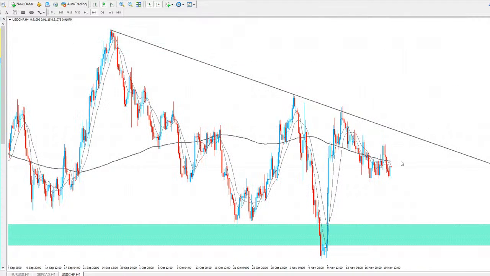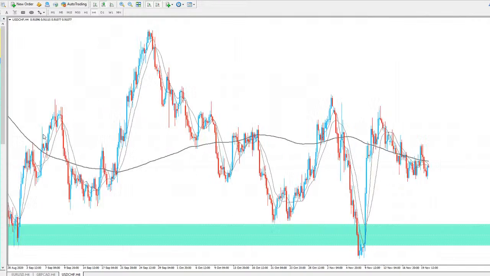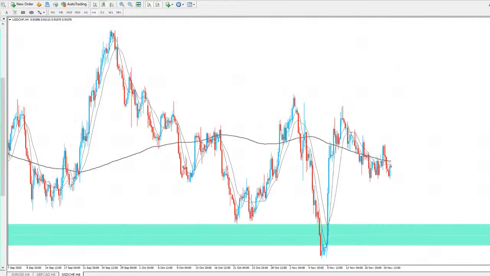But if price was to continue a lot lower, go test the support area, then give us a nice bullish price action, that could be a really nice place to get back into the market. So again, price to the upside for USD/CHF, but no real trades for us there as of yet.